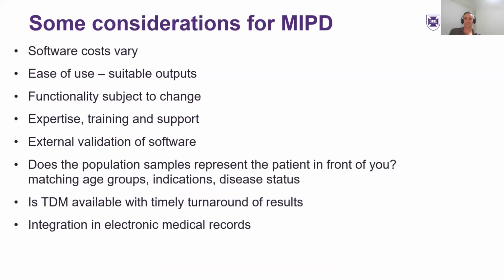And I just wanted to finish off today with some considerations for dosing software. There's a lot of software out there in terms of costs. Some are readily available and free, but others have a significant cost. It's really important at your site to know which antibiotics you wish to target, or not even antibiotics, any other drugs as well, and which software include those. Then there's ease of use and suitability of output. I think this is very important.